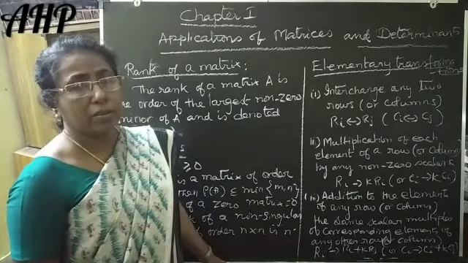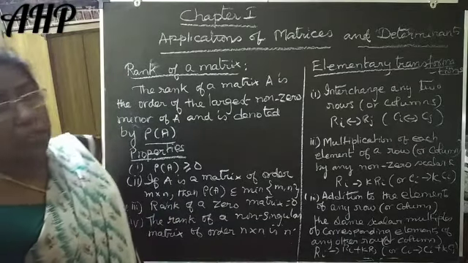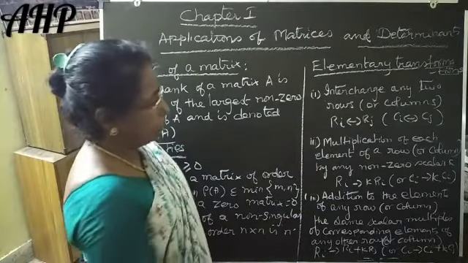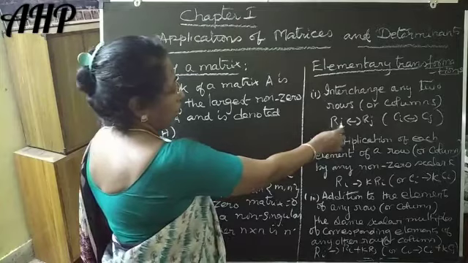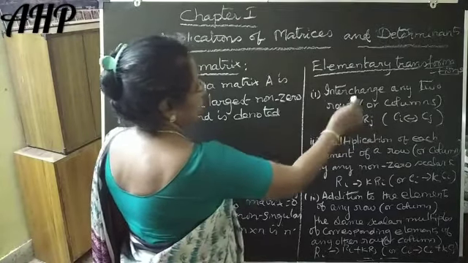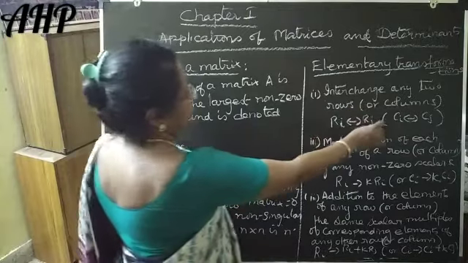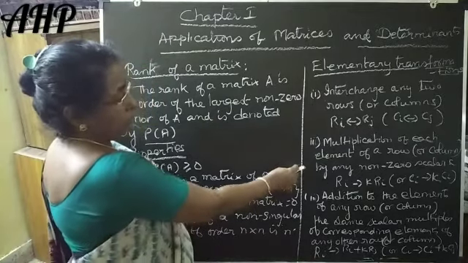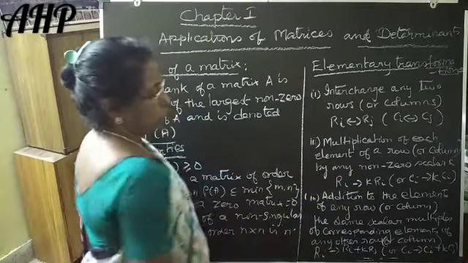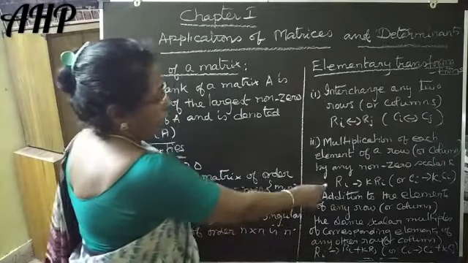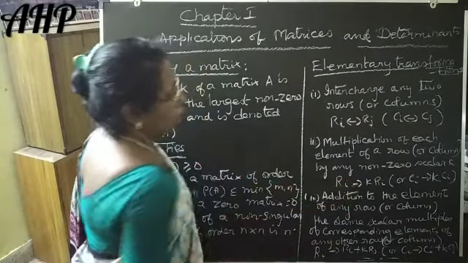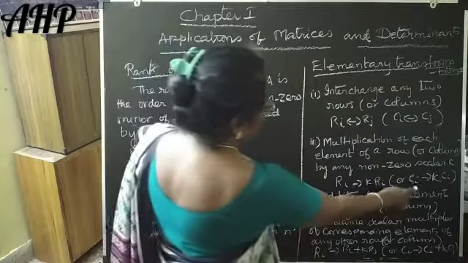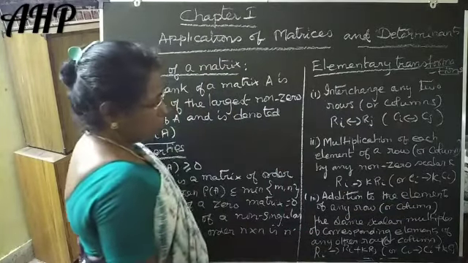We find the rank of a matrix using elementary transformation. What is elementary transformation? In a matrix, we can interchange any two rows or columns, that is, Ri is moved to Rj and Rj is moved to Ri, or the column Ci is moved to Cj and Cj is moved to Ci. We can also multiply each element of a row or column by any non-zero scalar K. The ith row can be written as K into Ri. In the same way, the ith column can be written as K into Ci.